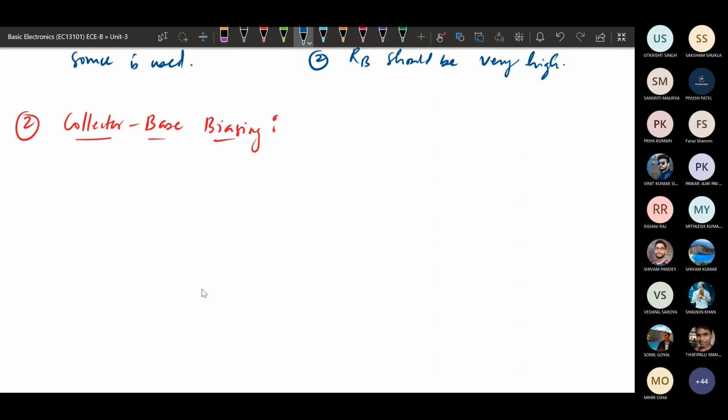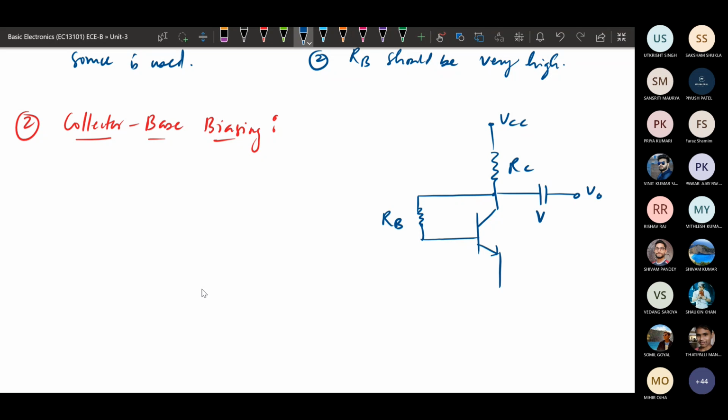Okay, so in this circuit, basically the circuit is collector base biasing, meaning the base is biased with respect to the collector terminal. Okay, so here this is RC, this is RB, and we are getting the output from here.